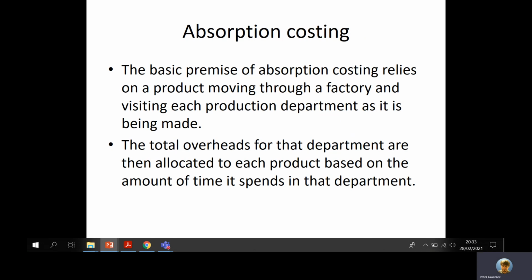So the basic premise of absorption costing relies on a product moving through a factory and visiting each production department as a unit. The total overheads for that department are then allocated to each product based on the amount of time it spends in the department. All right, so it's based on time. The longer you spend in each department, the more of their overheads you get.